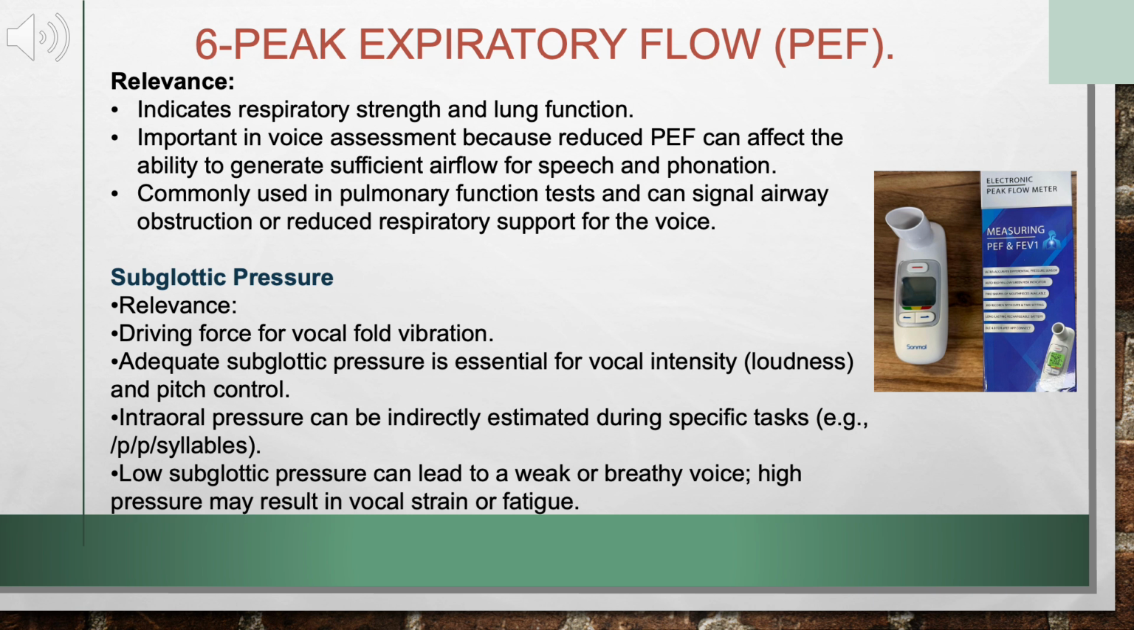Subglottic pressure is the air pressure below the vocal folds, in the trachea, that builds up during phonation before the vocal folds are forced open to produce sound. Relevance: driving force for vocal fold vibration. Adequate subglottic pressure is essential for vocal intensity, loudness, and pitch control. Can be indirectly estimated using intraoral pressure during specific tasks. Low subglottic pressure can lead to a weak or breathy voice. High pressure may result in vocal strain or fatigue.